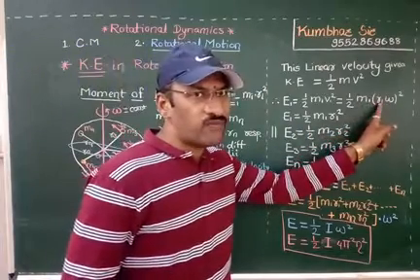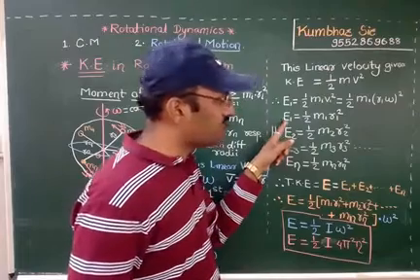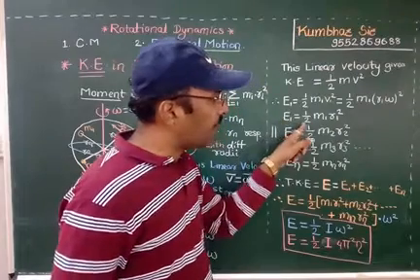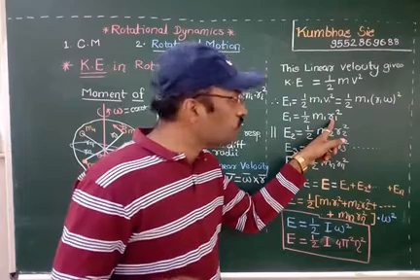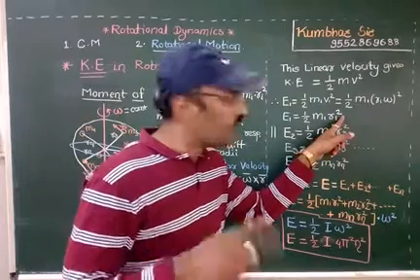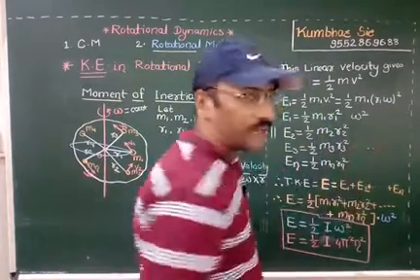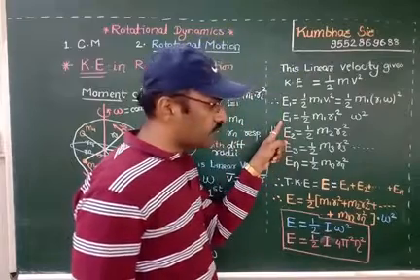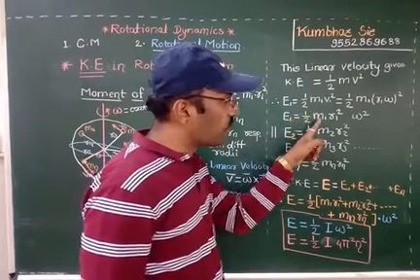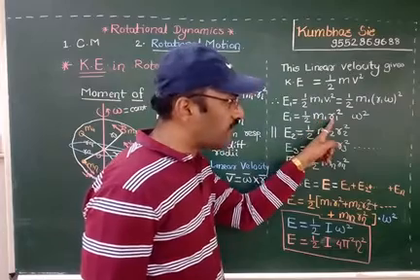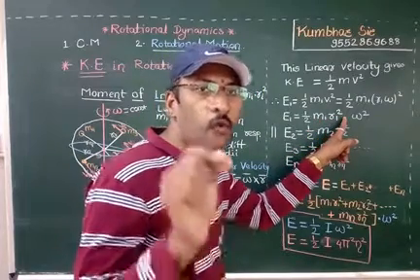Taking the square of r1 and omega, we get E1 equals 1/2 m1 into r1 square into omega square. I repeat again, the kinetic energy of the first particle equals 1/2 m1 into r1 square into constant angular velocity omega square.